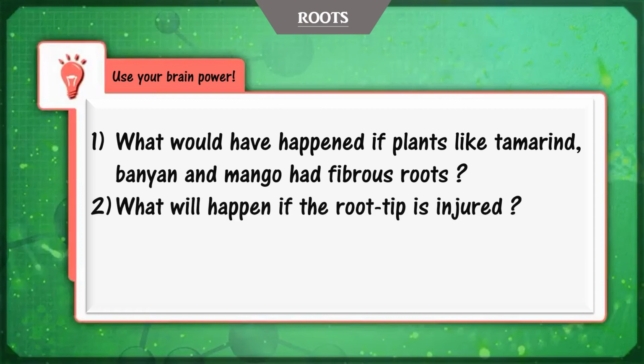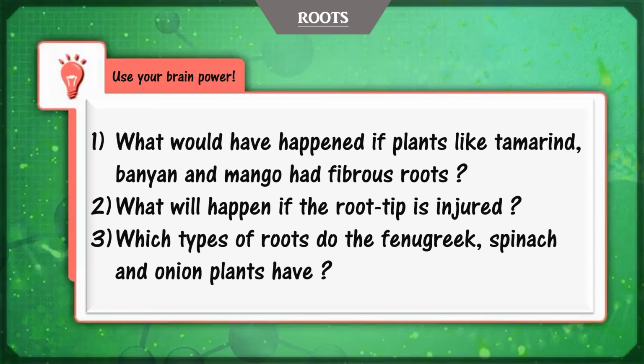What will happen if the root tip is injured? If the root tip is injured, the growth of the plant will be stalled. Initially, the tree will try to survive, but the injured root may not absorb water and minerals from the soil. This will make the tree weak. The support of the tree will also become insufficient and the tree will eventually die.